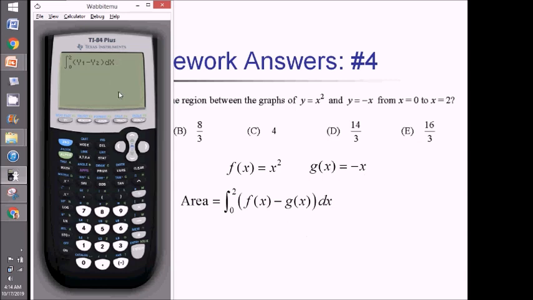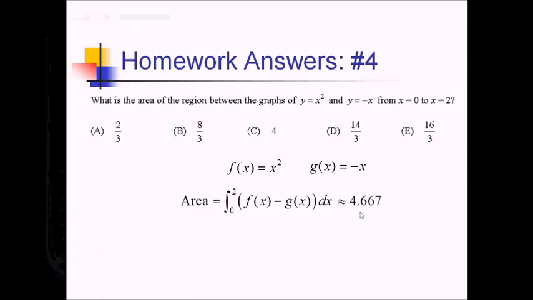So on my calculator, here's what it looks like. Math 9 gives me my integral. I'm going 0 to 2. And I stored f and g in y1 and y2 respectively. So y1 minus y2 dx. All this comes out to about 4.666 and a whole bunch of change.